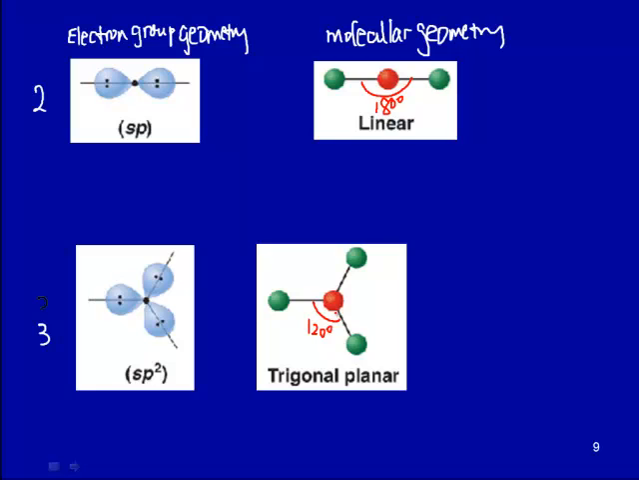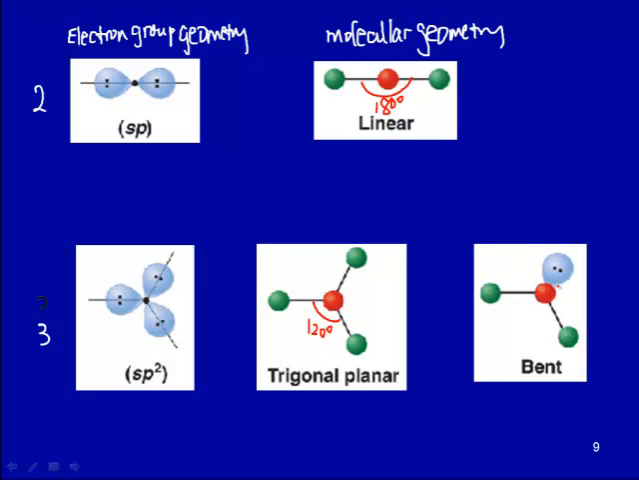And the other situation would be the AB2E1. If we have a lone pair on that, the electron group geometry is still trigonal planar, but now the bond angle is slightly less than 120. It's about 118 degrees. So this is actually called bent, because only those are counted as the shape of the molecule. The lone pair is part of the central atom.